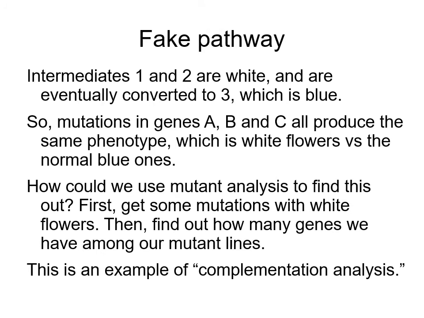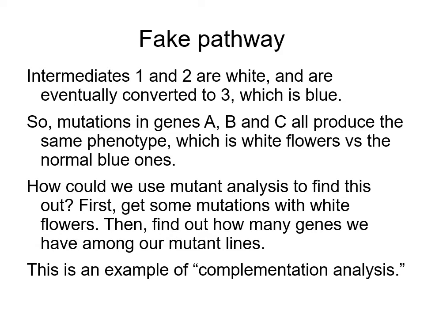Okay, so mutations in genes A, B, and C, because they're upstream of the blue color, will all produce the same phenotype. If we mutagenize gene A to be little a, or little b, etc., the flower will be white versus the normal blue ones because the blue compound cannot be formed. So the question is how we could use mutant analysis to find this out.